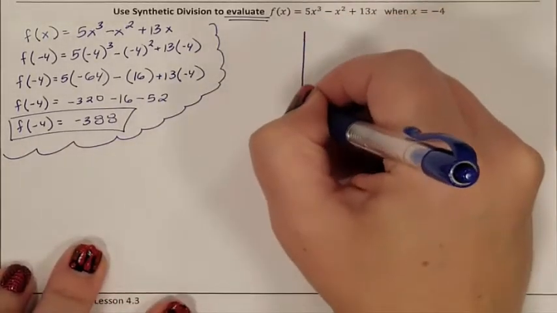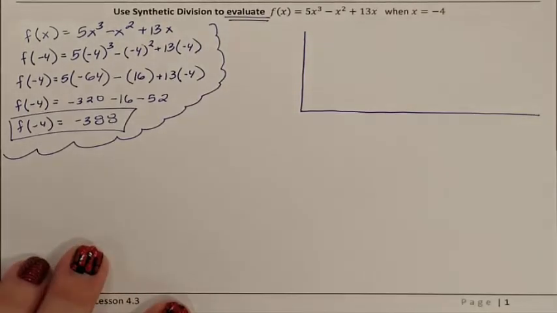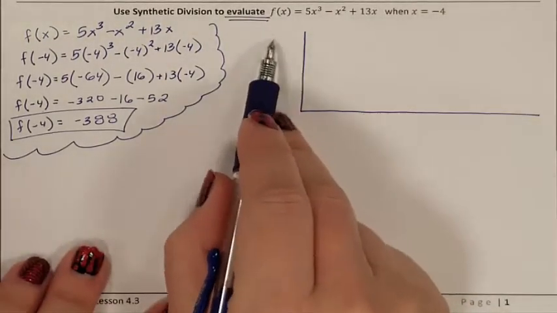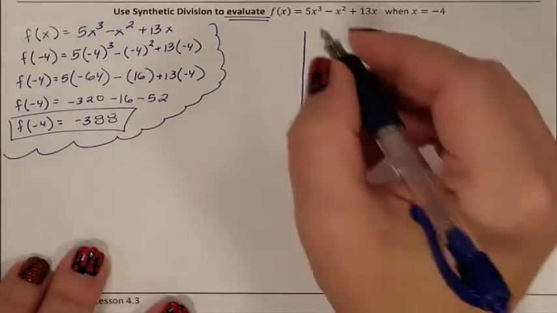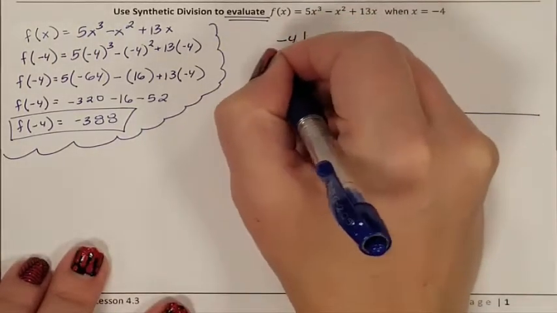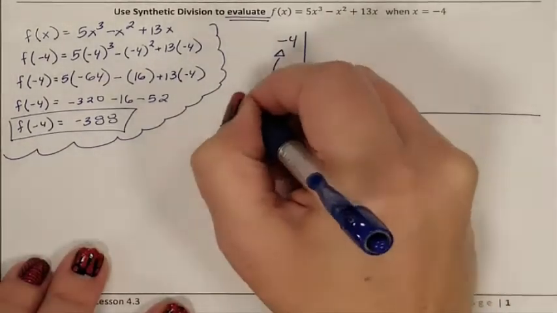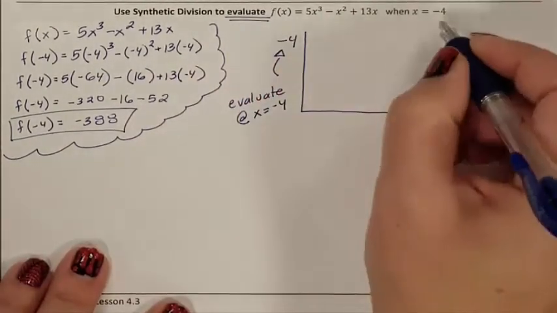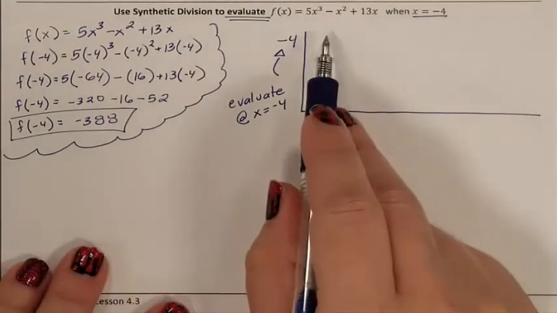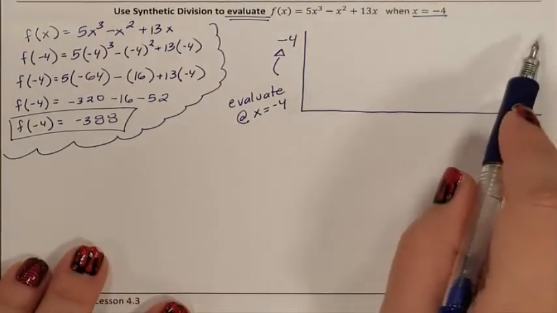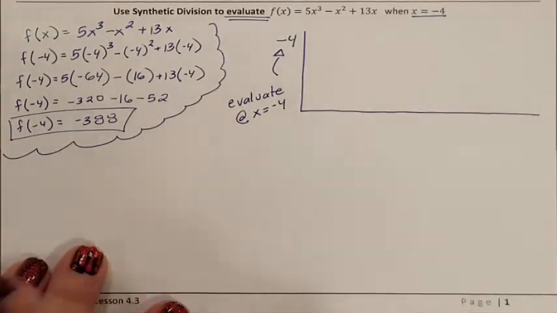So here is my synthetic division box. The number that I need out here is the number that they are wanting me to evaluate at. So straight up, the number they asked me to evaluate at comes right out here. Now remember, all the coefficients come here, and you make sure every coefficient is represented.